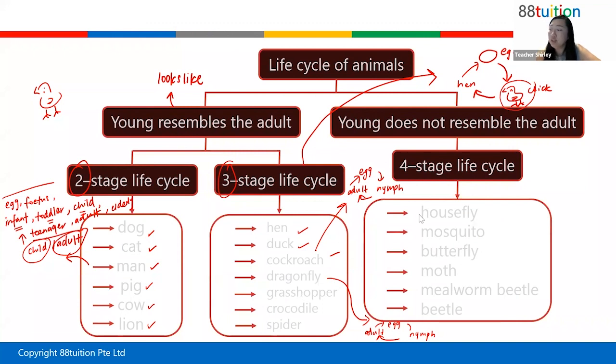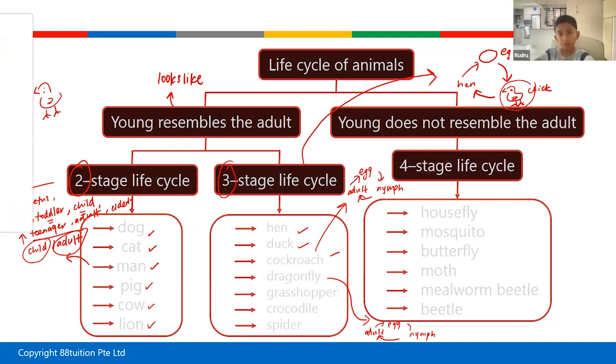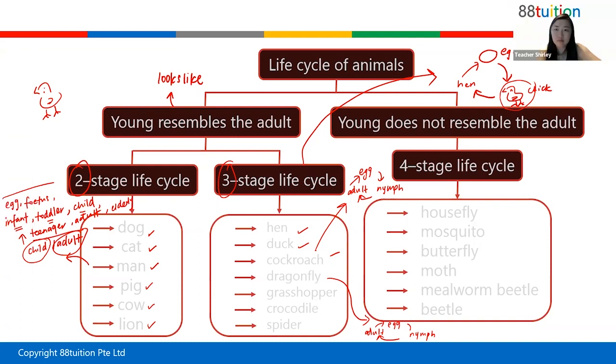Yeah, so the things that do not resemble the adult are the housefly. Okay, have you seen before maggots? You know those maggots, the white worms that you find sometimes in your sink and your sponges. If you didn't change your sponge often, you might see maggots in them. So the life cycle of housefly. Maggots also come in very old books.